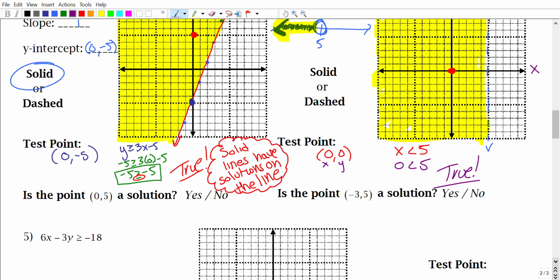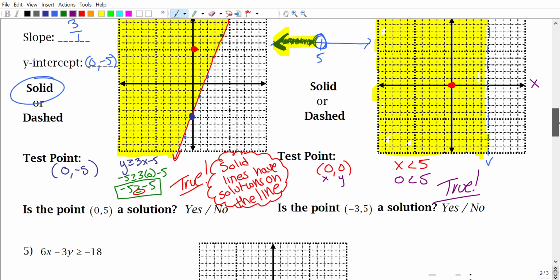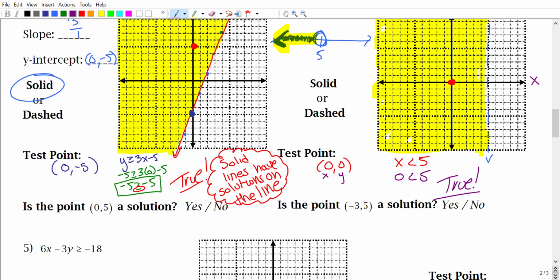All right, so let's go ahead and, oh, I think I missed a few things here. Let's actually go ahead and check these test points out. So for number 3, it says, is 0, 5 a solution? Let's see.